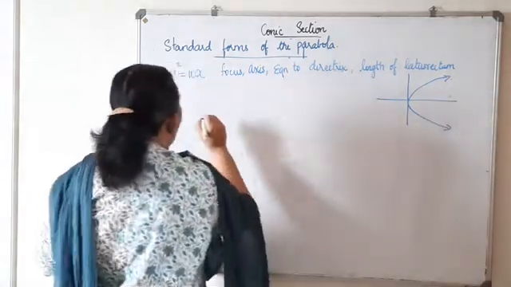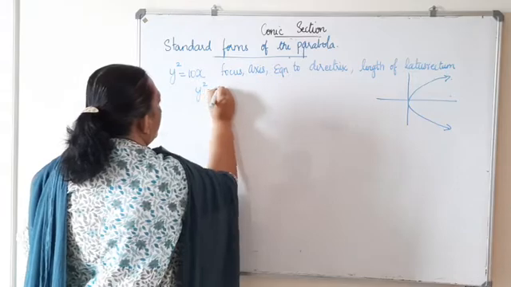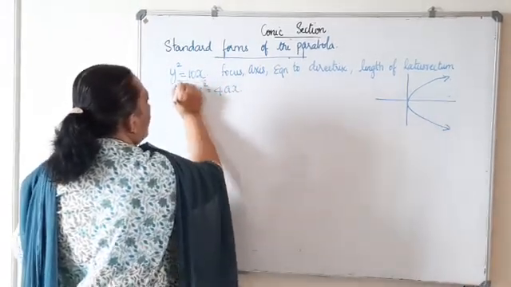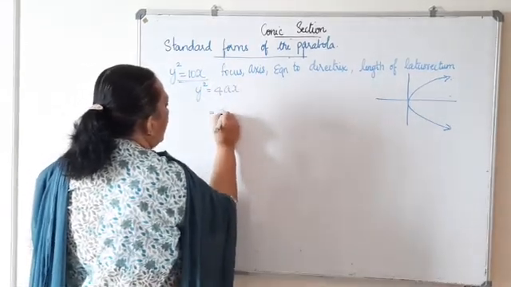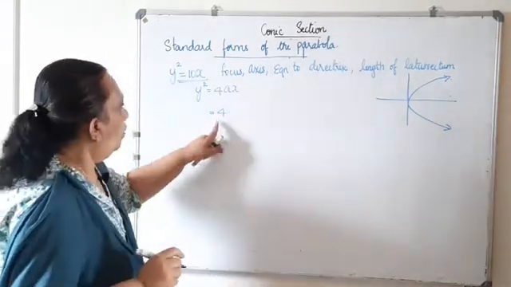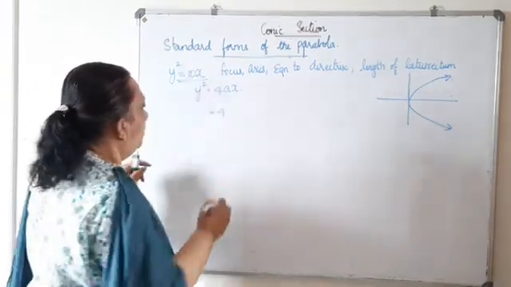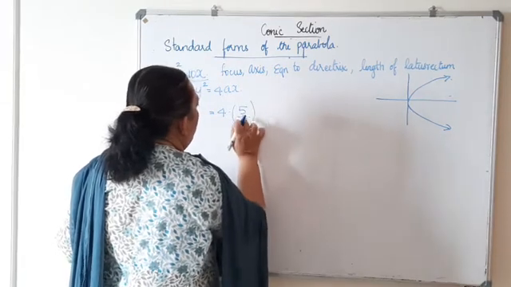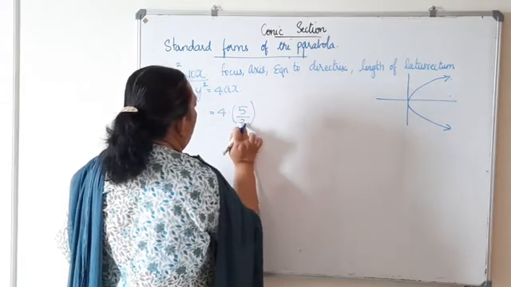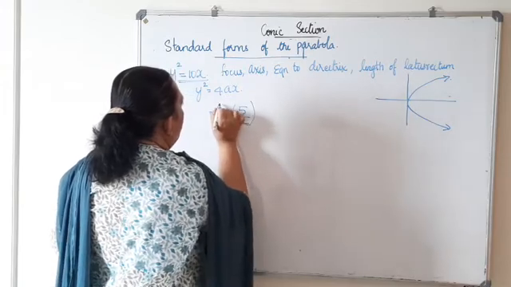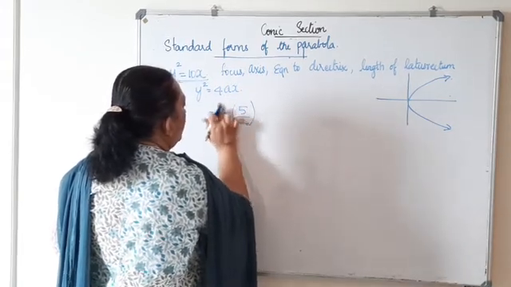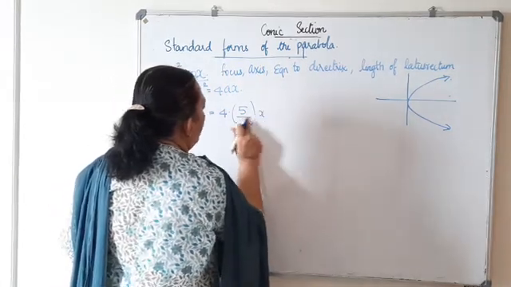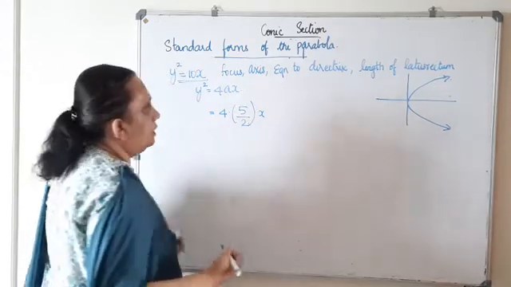Now, what is the standard form of this parabola? y squared is equal to 4ax. But here it is given as 10x. 10x can be written as 4 into what? 4 multiplied by what gives you 10? 4 into 5 by 2. 2 twos are 4, 2 fives are 10. So 4 into 5 by 2 into x gives you this form.